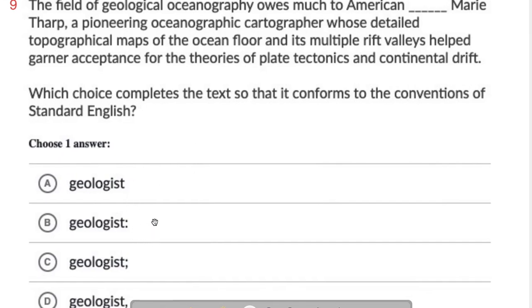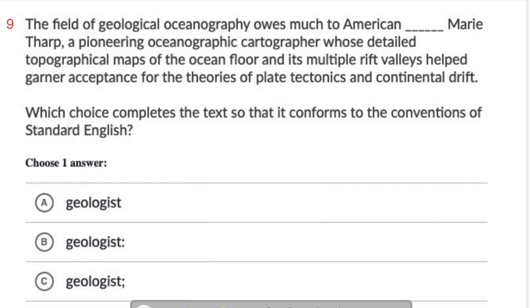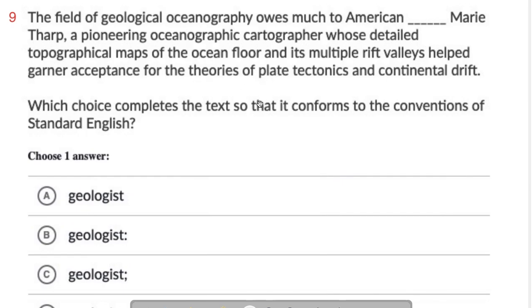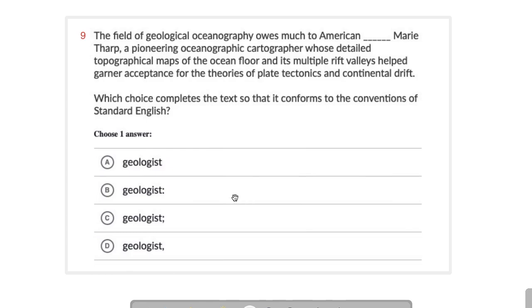This is another boundaries question. So we have to read carefully, paying attention to what constitutes independent clauses, dependent clauses, etc. So the field of geological oceanography owes much to, this is not a boundaries question. It owes much to American geologist Marie Tharp. Okay, so no punctuation needed here. No punctuation needed. American geologist Marie Tharp.